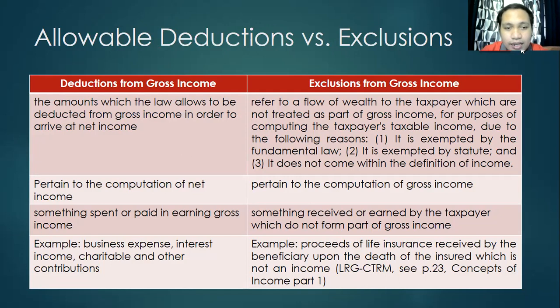Third, deductions refer to something spent or paid in earning gross income. Okay? Whereas exclusion, something received or earned by the taxpayer which do not form part of the gross income. For example, sa deductions, di ba, we have business expense, ordinary and necessary expense, interest expense, charitable and other contributions. Whereas exclusions, di ba, andyan yung mga proceeds of life insurance received by the beneficiary upon the death of the insured, which is not an income.